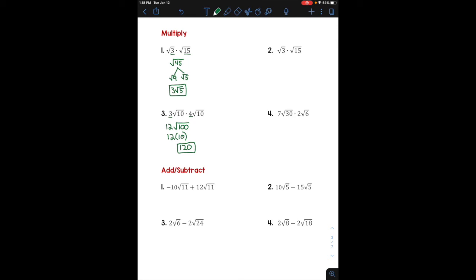Adding and subtracting is just a little bit different. When you add or subtract radical expressions, you're only allowed to add or subtract them when they have the same radical. These are like adding or subtracting like terms.